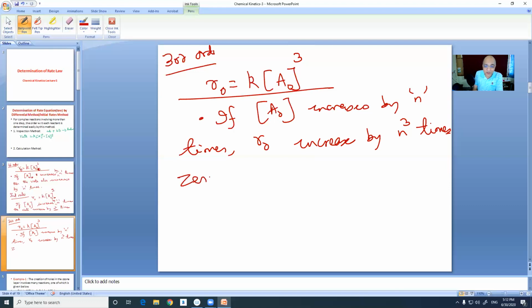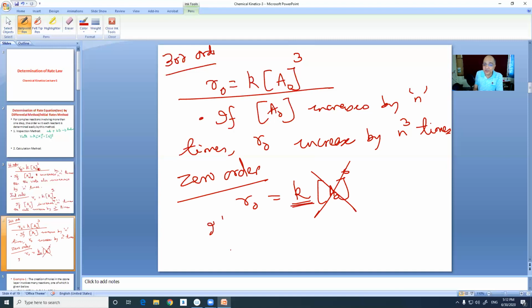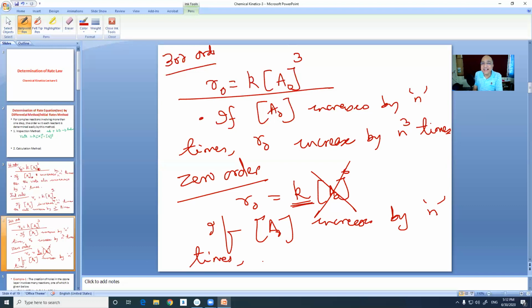Then what is a symptom of zero order? So this is constant. There is no concentration term, that is 0. So rate remains constant. So if A0 increases by any times, by n times, tell me what shall I write? The rate remains constant.